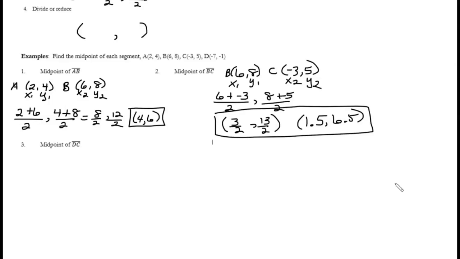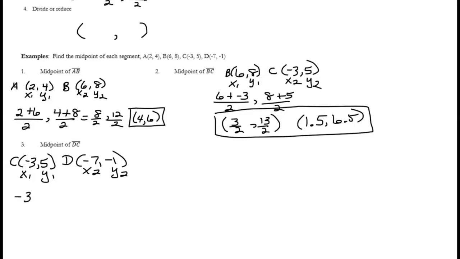Okay, so last one, same thing. I'm going to label my points. DC is the same as CD. I'm just going to go in order. So C is -3, 5. And D is -7, -1. So we're going to label the points: x1, y1, x2, y2. Okay, I'd like you to do this whole problem, and when you think you have it, press play.